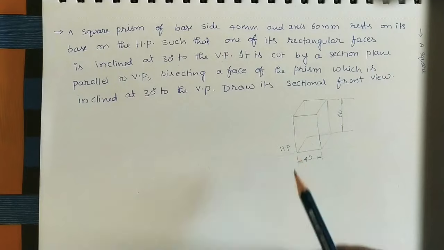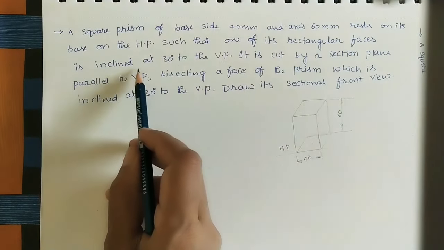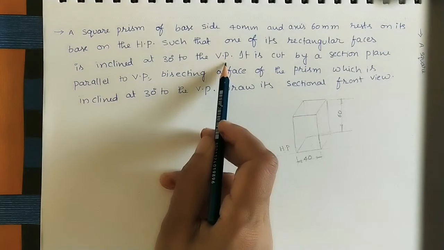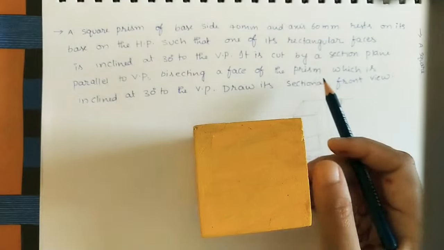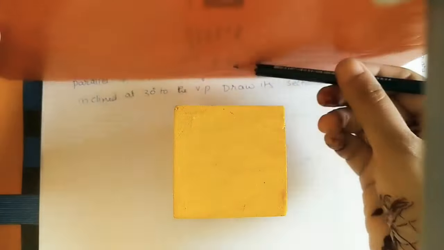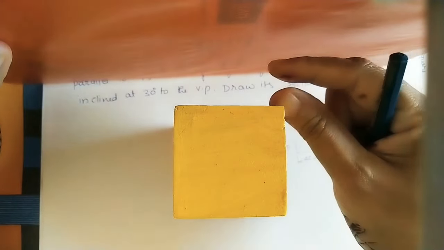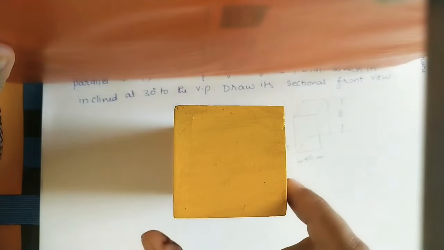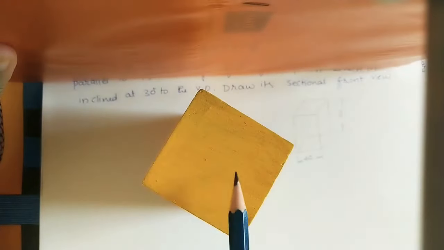This base is on the horizontal plane such that one of its rectangular faces is inclined at 30 degrees to the VP. VP means vertical plane. This is a rectangular face. It is tilting 30 degrees to VP. If we are keeping the solid like this, this is the vertical plane. Let us assume like this. This is the vertical plane and this is the horizontal plane. Here the rectangular surface is parallel to the vertical plane because the gap is constant. Now he is telling this rectangular face is tilting 30 degrees to the vertical plane like this. Okay, the given solid is like this.